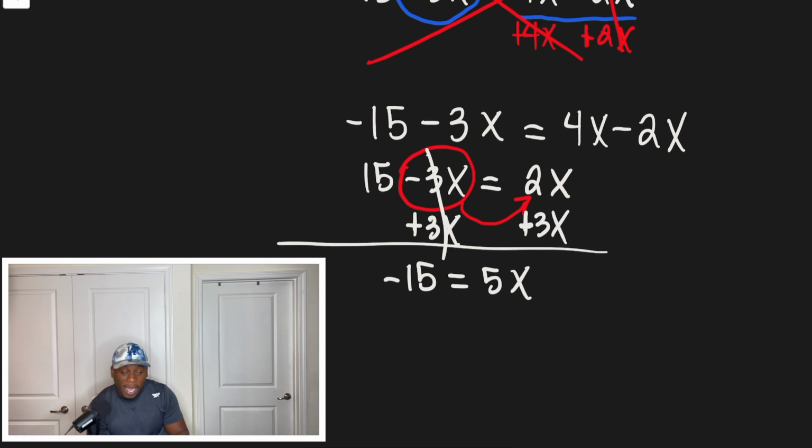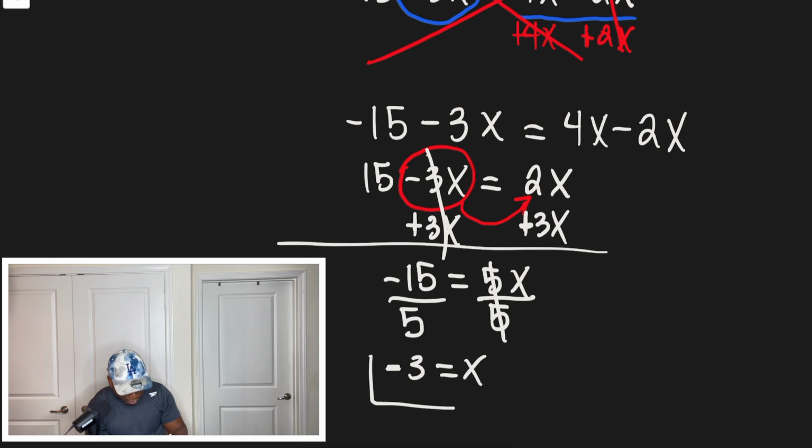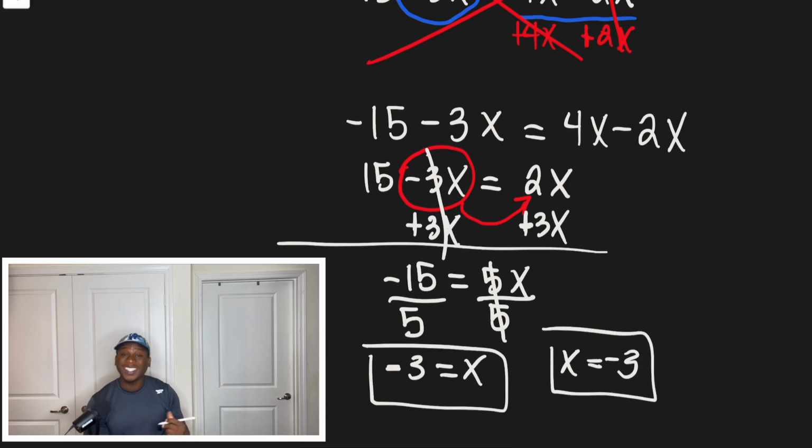So we know that 5 times the number x is equal to negative 15. To figure out what x is, we're going to divide by 5. And we know that negative 3 is equal to x. Or if you want to say x is equal to negative 3, it's all the same thing.